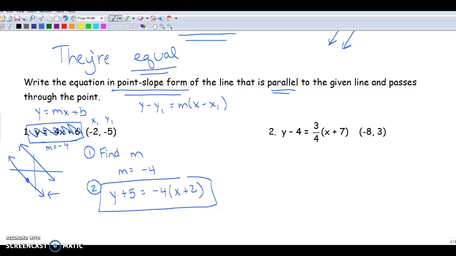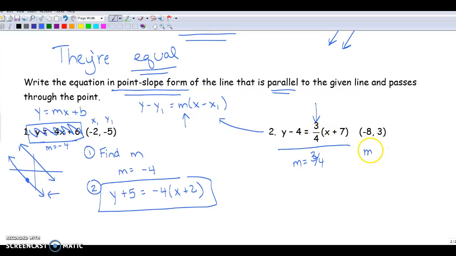This one, number 2, we have this equation. You'll notice that this equation is not in y equals mx plus b form, it's in point slope form. You got y minus a number equals m times x minus a number. M is the number in front of the parenthesis. So the slope of that line is 3/4. I know that my line that's parallel to it is going to have the same slope.